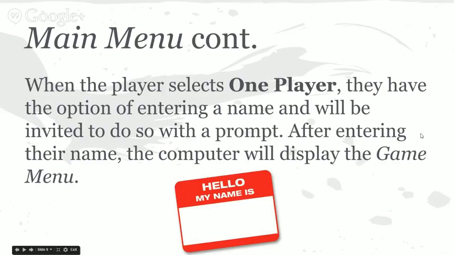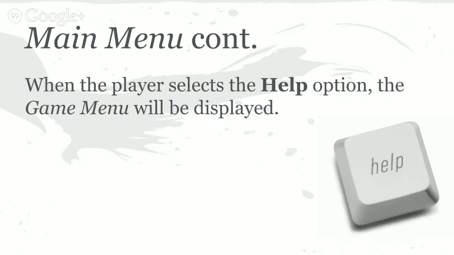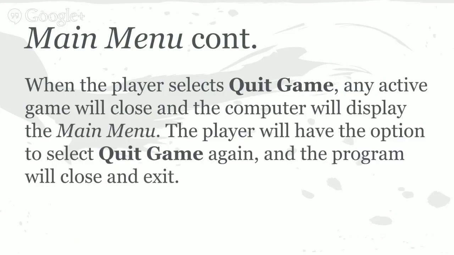When the player selects 1 player, they have the option of entering a name and will be invited to do so with a prompt. After entering their name, the computer will display the game menu. When multiple players are playing, the players will each be prompted to enter their names one at a time, beginning with the first player. After the name input, the computer will display the game menu. When the player selects the help option, the game menu will be displayed. When the player selects quit game, any active game will close, and the computer will display the main menu. The player will have the option to select quit game again, and the program will close and exit.